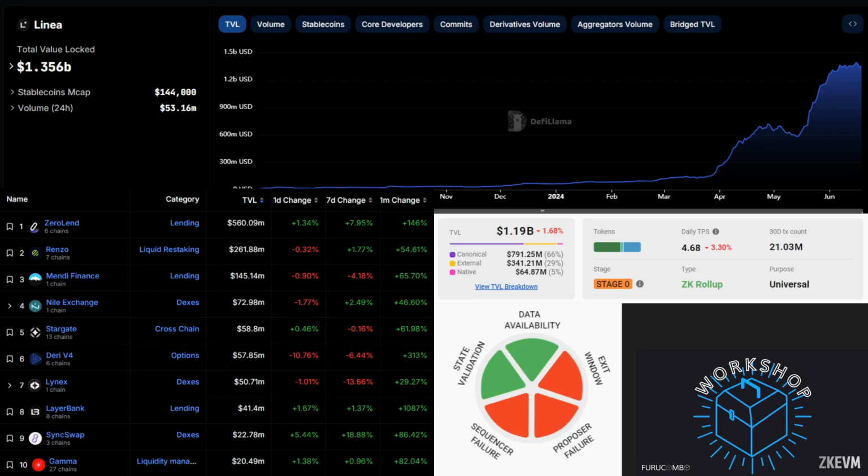So top protocol on Linea is ZeroLend by a long shot. So this is their lending protocol, similar to Aave v3. Renzo is the next protocol at 260 million, and this is their liquid restaking. Mendi Finance is their third, and this Mendi Finance is only available on Linea, and they're 150 million, just shy of. Nile Exchange is their top DEX, and that's at 73 million. So this network has mostly lending, DEX, and liquid staking.